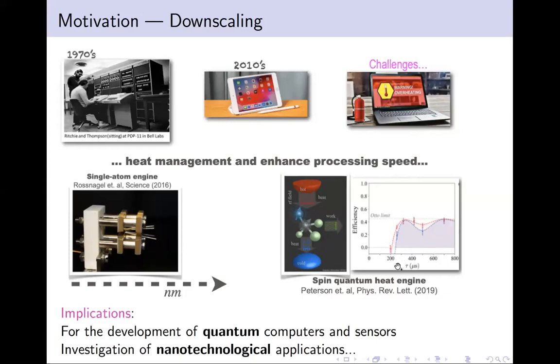efficiency up to around 44%. And if we look here, we see that there has to be some time limit which must be exceeded before the engine can actually perform a useful work. And the implications of what this can be used for are quite enormous, and one can think of several applications, for instance, in quantum computers or sensors, and also in a number of places like nanotechnological applications.